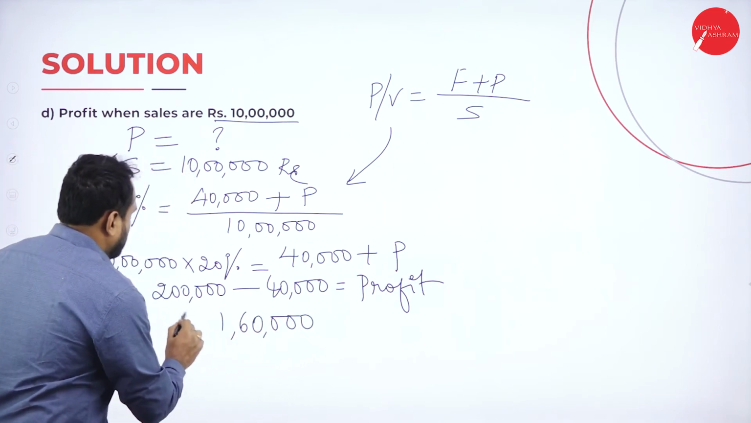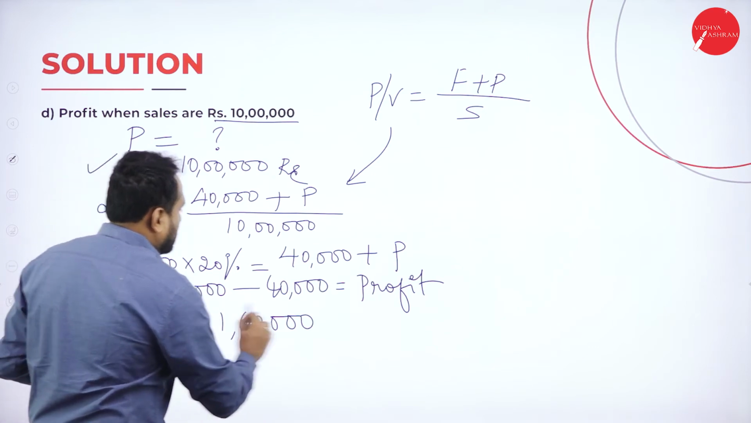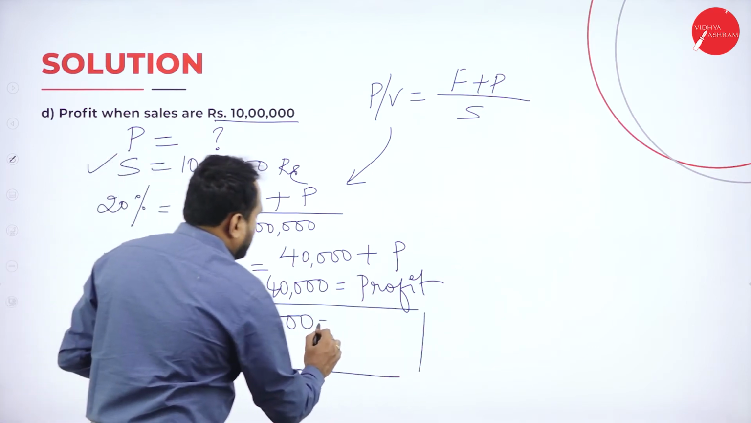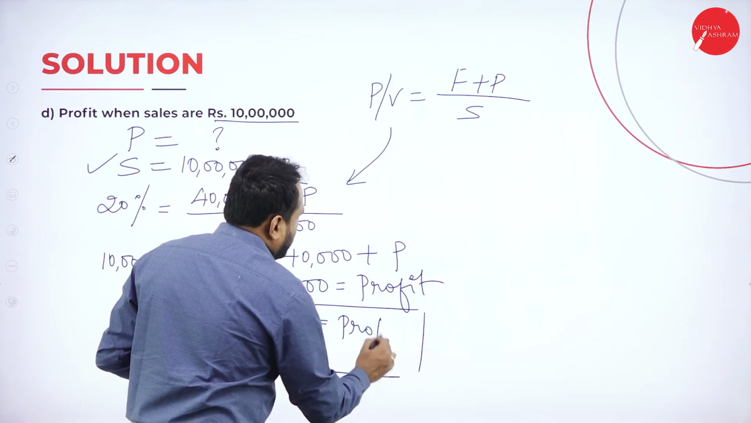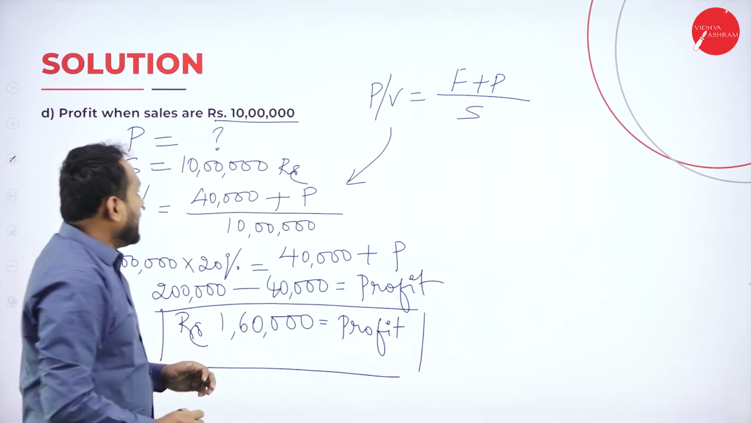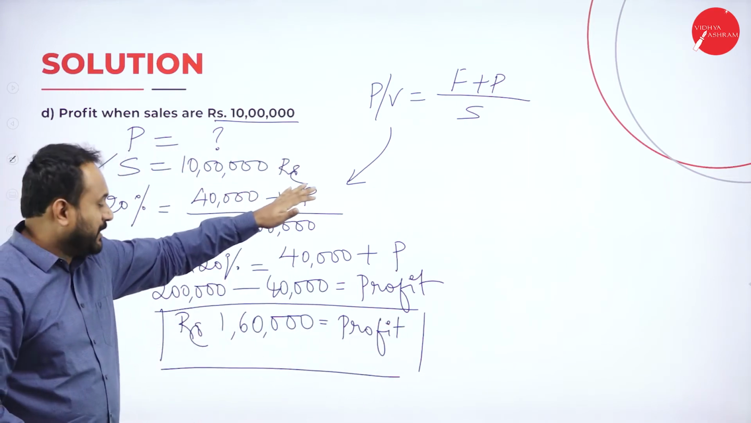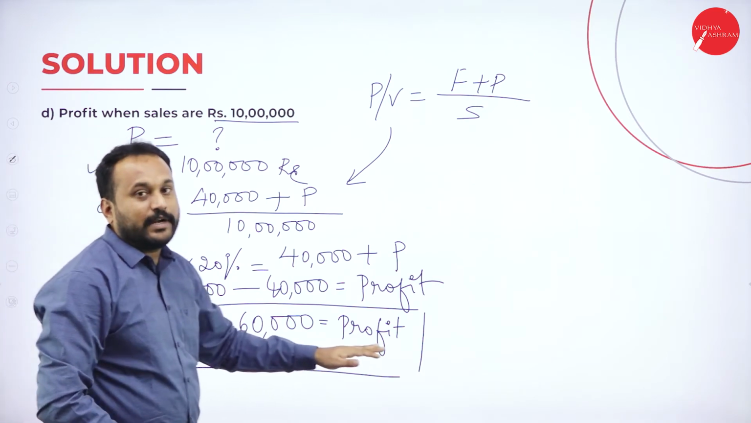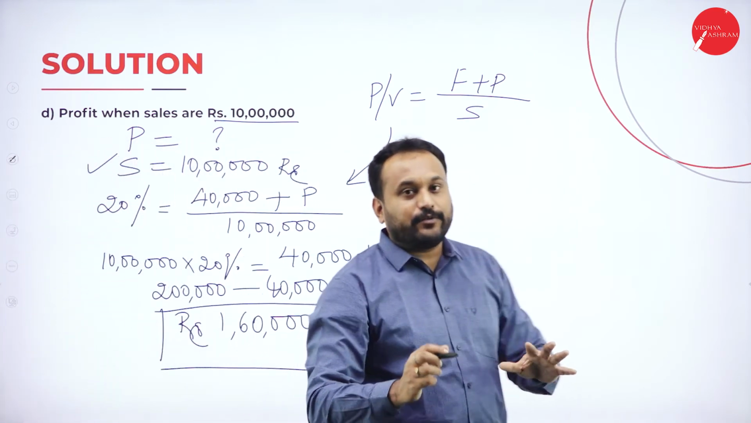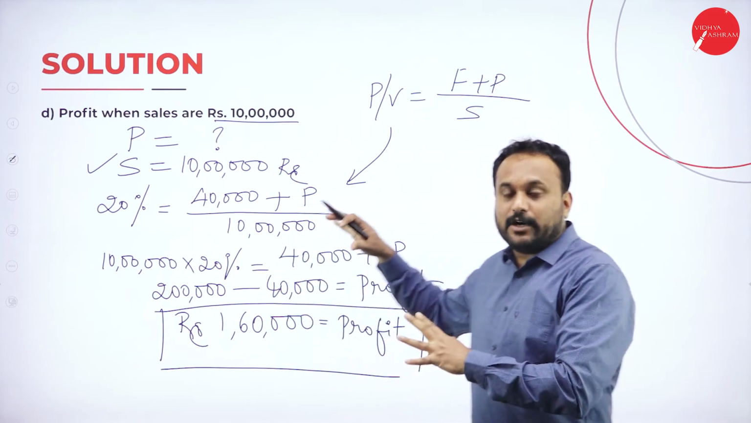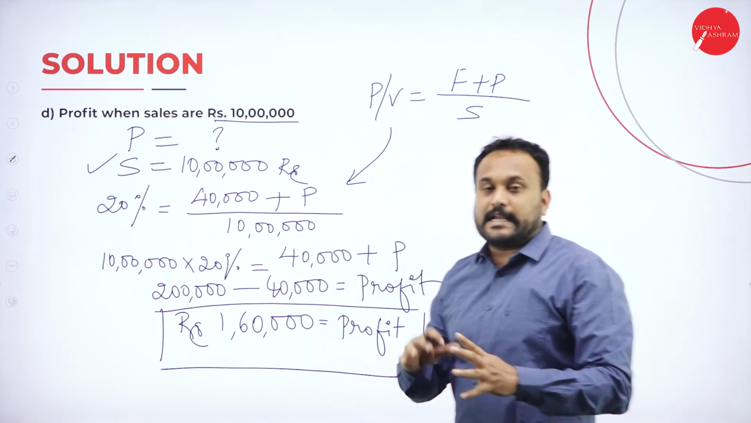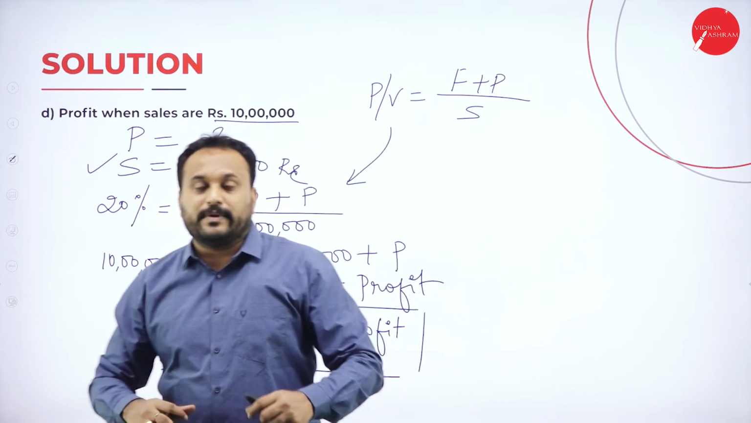1,60,000. Go with rupees is equal to profit. So whenever I have sales of 10 lakh rupees, that means what? The profit will be how much? 1,60,000. This is how we are supposed to substitute. Any doubt regarding the substitution, you can comment, you can call us. We are always there to help you.